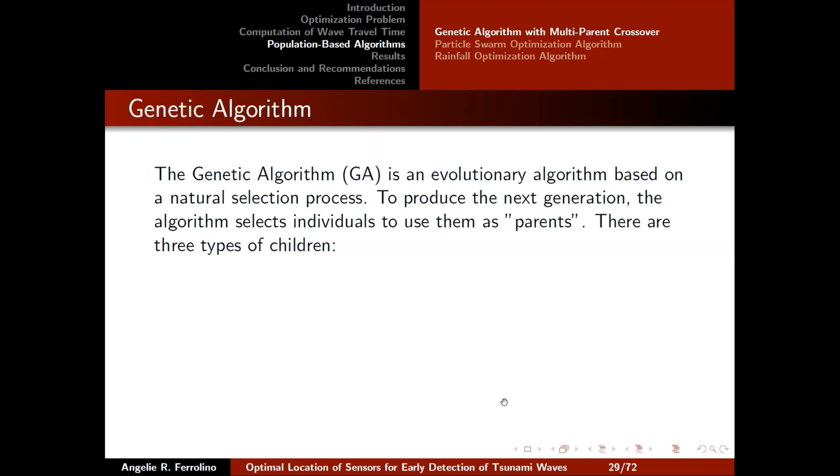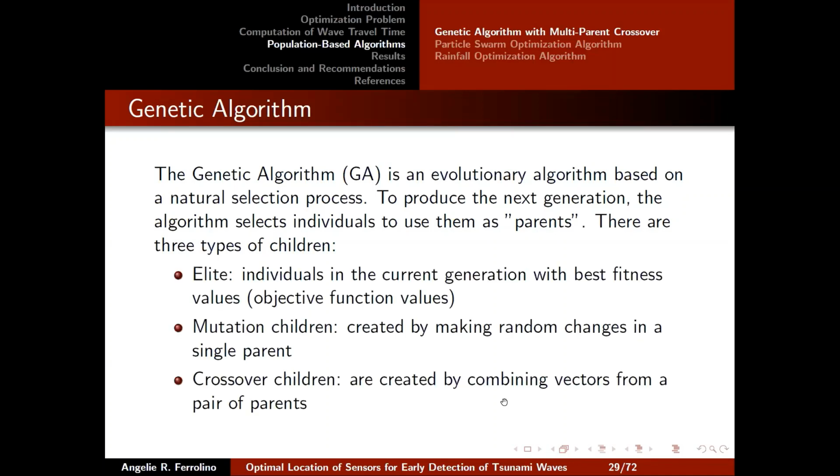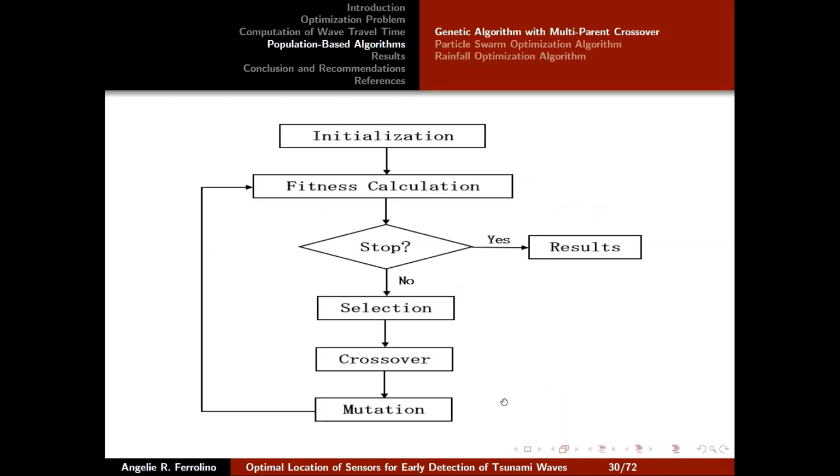In the algorithm, it first initializes by having a random population. Then, to produce the next generation, the algorithm will select individuals to use as parents. And we have 3 types of children. First is the elite. These are individuals in the current generation with the best fitness values or objective function values. The mutation children are created by making some random changes in a single parent. And the crossover children are created by combining vectors from a pair of parents. This is the flowchart of the genetic algorithm.